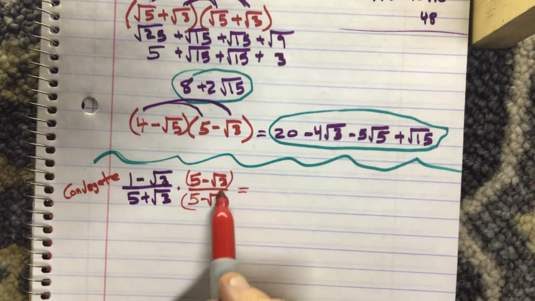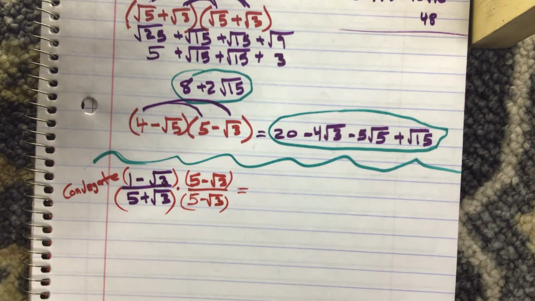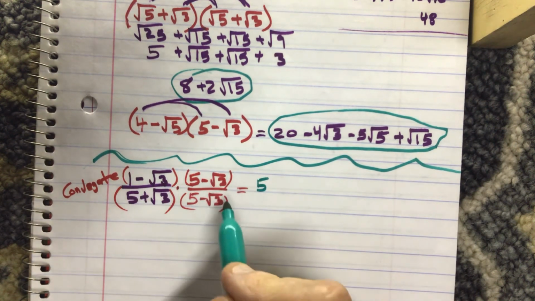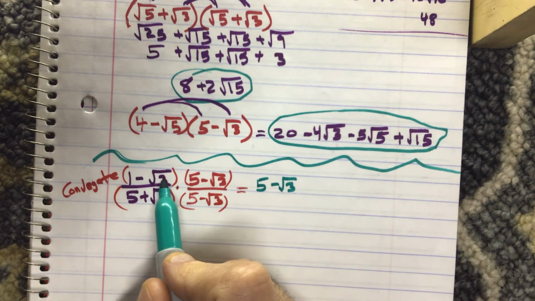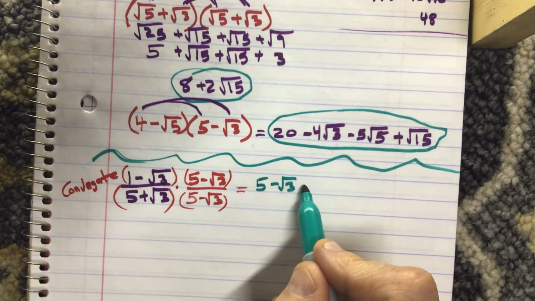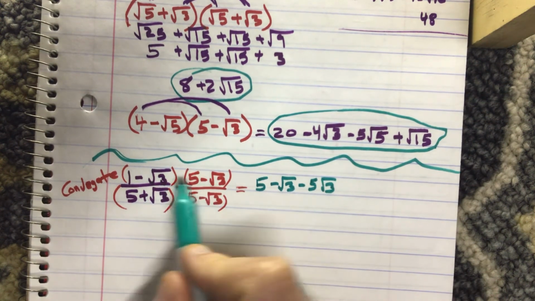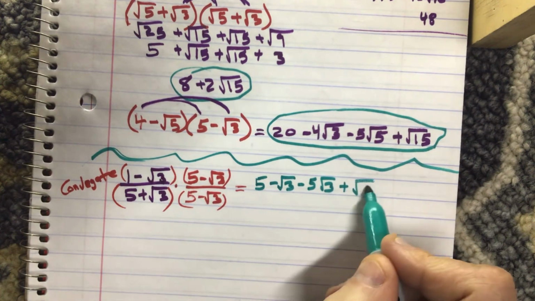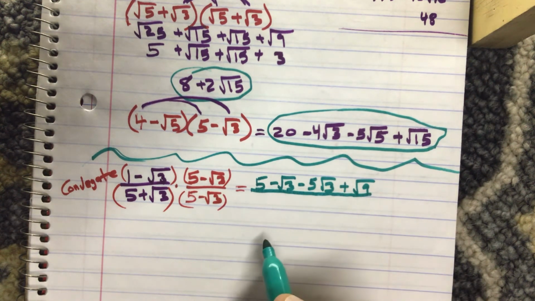So you're going to have to do the FOIL method on top and on the bottom. And that's called rationalizing the denominator. I'll just work this one out. So 1 times 5 is 5. 1 times negative radical 3 is negative radical 3. 5 times negative radical 3 is negative 5 radical 3. And negative times a negative here is going to be a positive, and 3 times 3 is square root of 9. Over, I'll have to reduce that after.